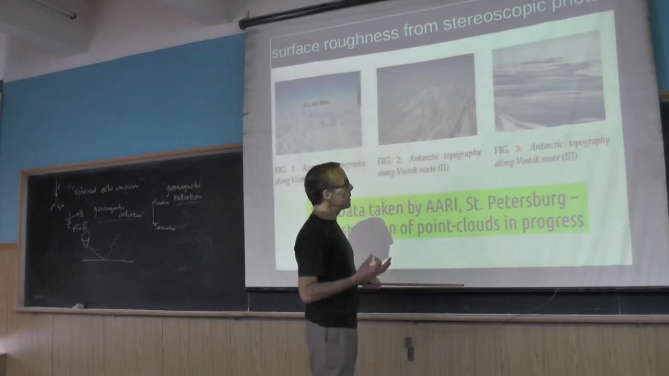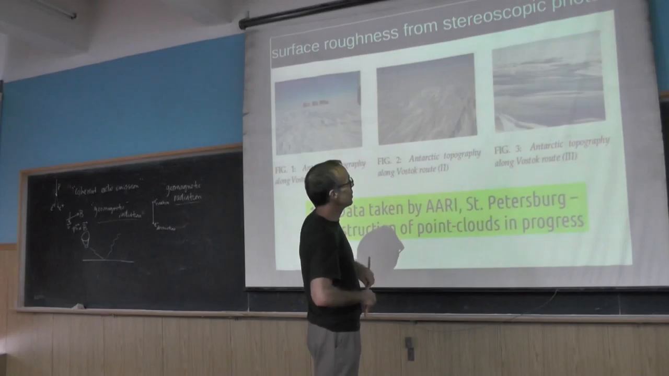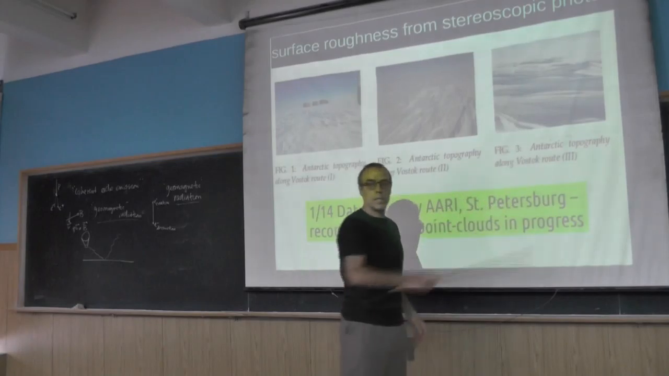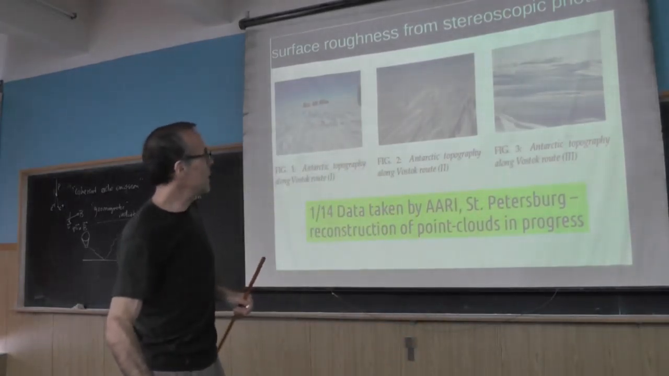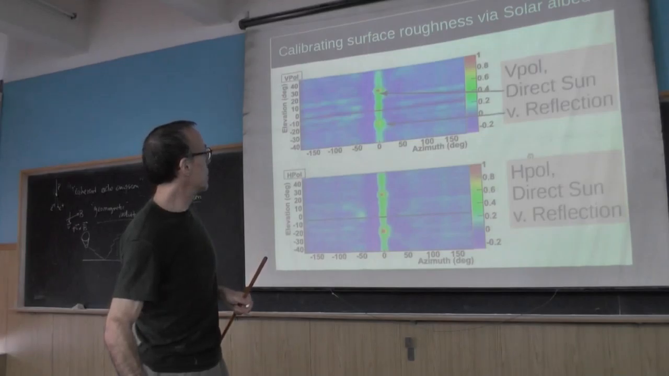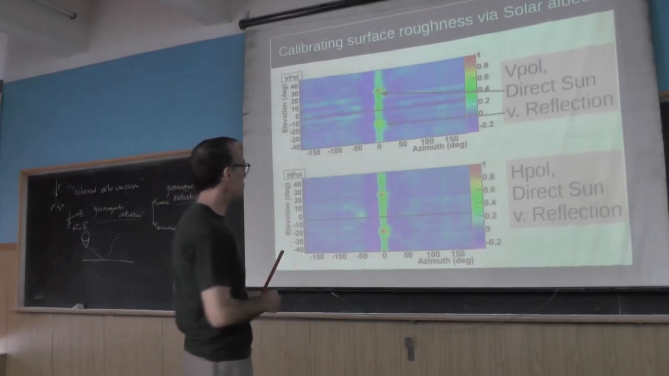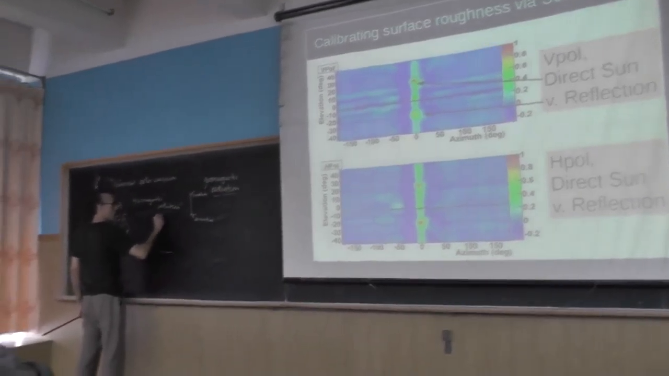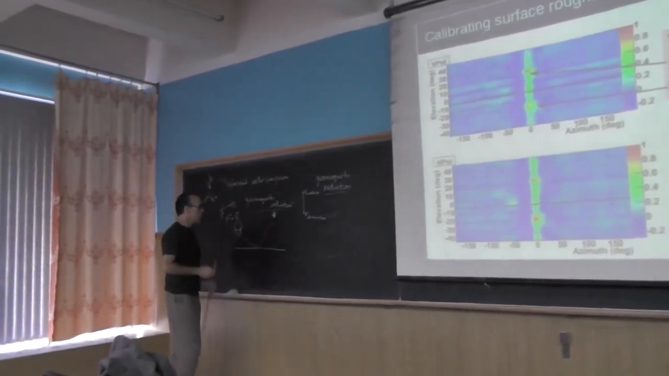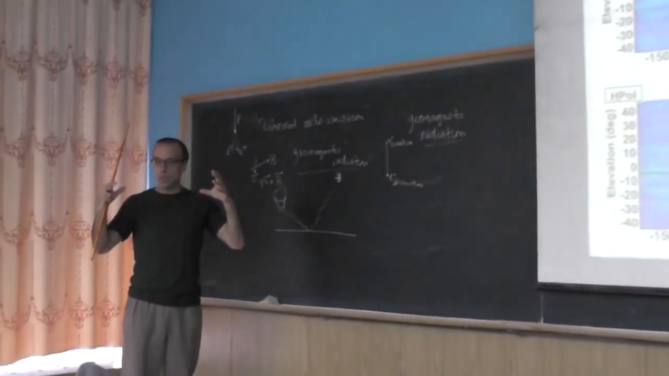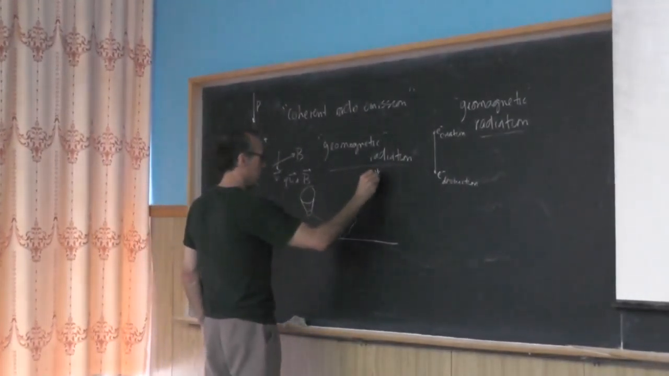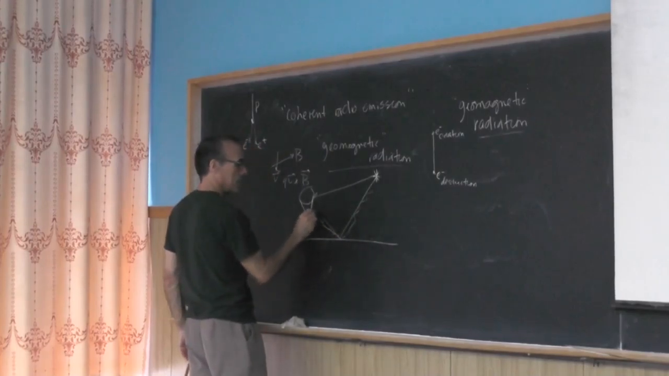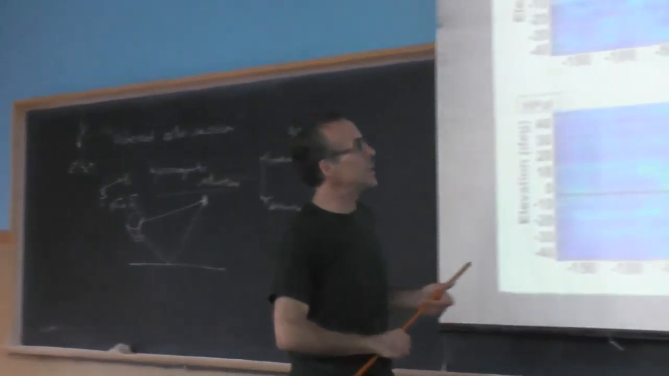So what we were given the task of was to estimate what the effect of decoherence was due to this surface roughness effect. So what we did is a couple of things. The first thing that you can do is you can observe the sun. Here's the sun. You can observe the sun with this radio instrument, both through its direct signal as well as through its surface reflected signal. And that's shown in these interferograms.